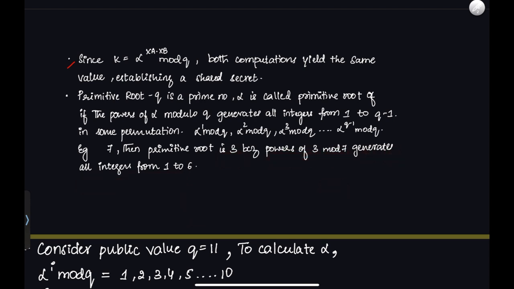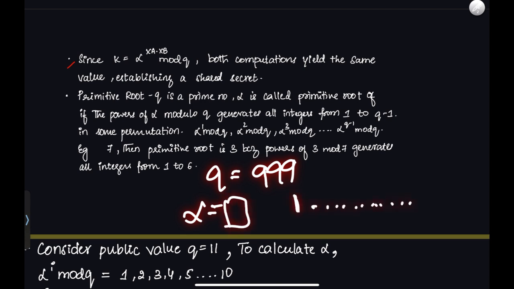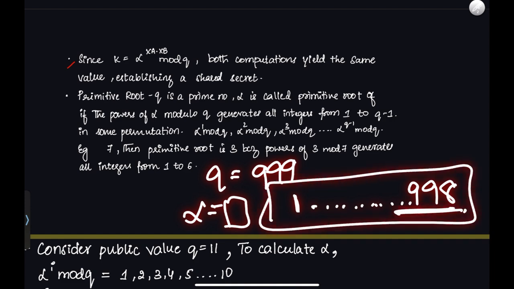And here if I take Q value as 999, then I have to select an alpha value which will yield all the values between 1 to 998. So that's what primitive root actually means.